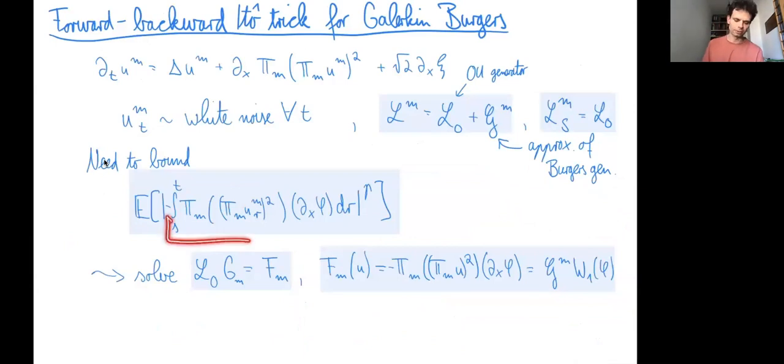Okay, so we need to bound this thing, which is some F_m of U_m. So we need to solve L_0 of G_m is equal to F_m. F_m is this thing, and this is how it showed up. We applied Ito's formula to this equation where we tested this one against a phi. So this is G_m of W_1 of phi. W_1 of phi just means testing U_m against phi.